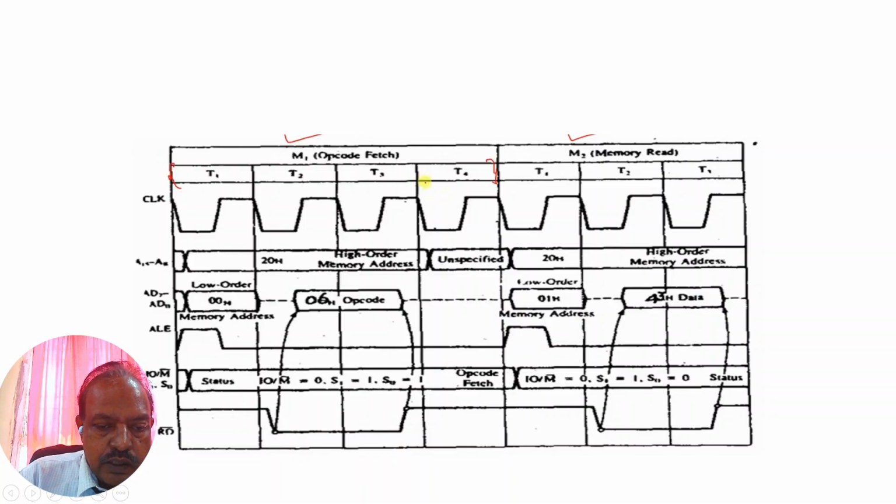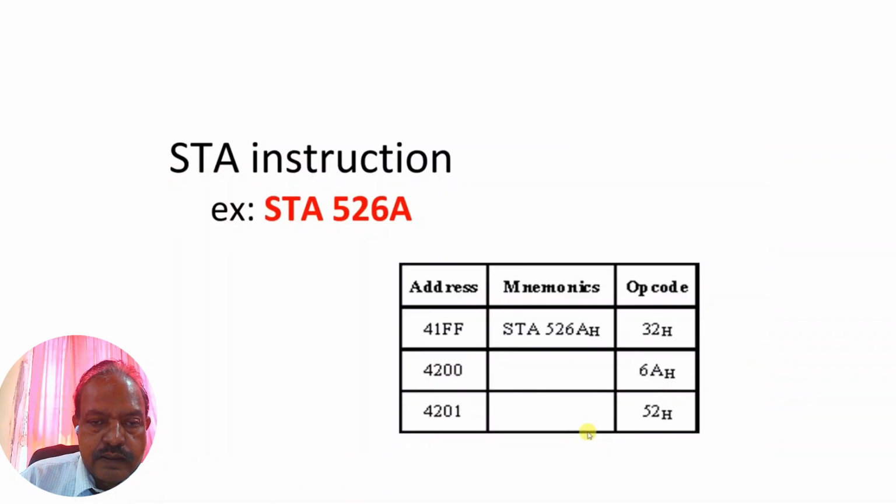Similarly, for IO/M bar, this is the status S0 and S1, right? So when IO/M bar is equal to 0, it is a memory operation. Otherwise, it will be IO operations, right? So up to this it is the same. And here, what started here initially is repeated here and continues up to this, right? So these are the things we have taken.